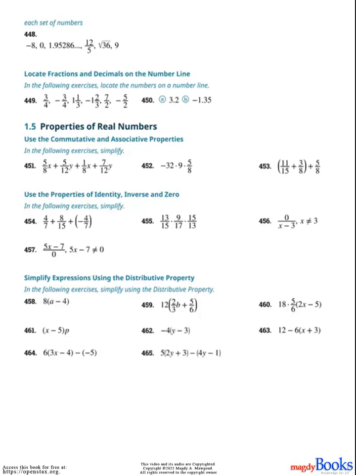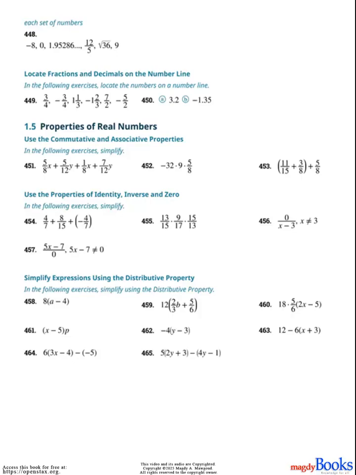1.5.1. Use the commutative and associative properties. In the following exercises, simplify. 451. 5/8x + 5/12y + 1/8x + 7/12y. 452. Negative 3/2 times 9 times 5/8. 453. (11/15 + 3/8) + 5/8.